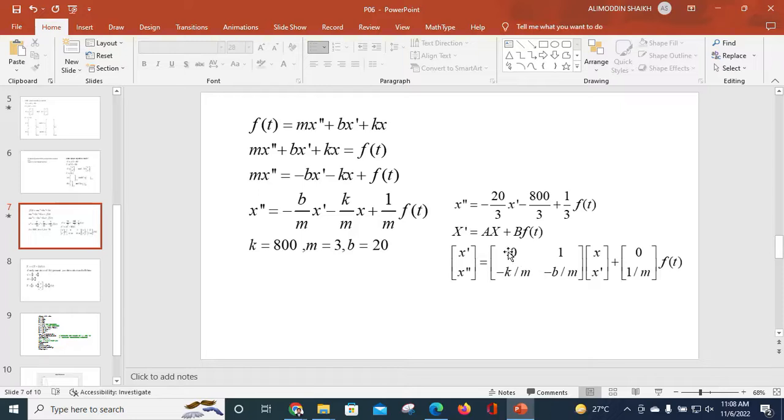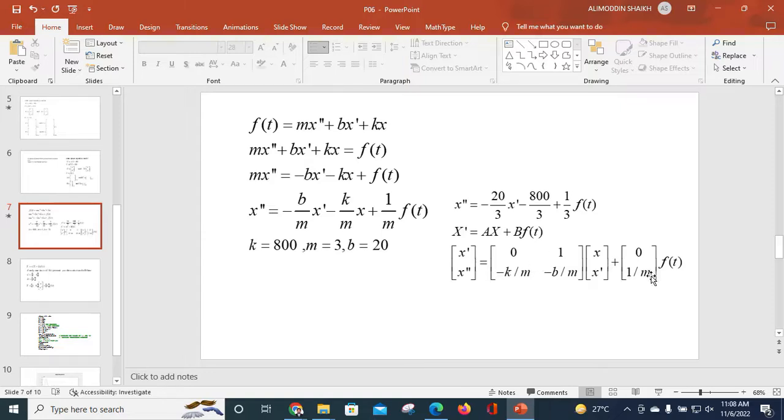Now see here, as A is a 2 by 2 matrix, just keep the blanks here, and here x is nothing but x and x dash. Suppose initially no term is there for f of t. Now we have to bring the statements, means we have to complete this matrix.